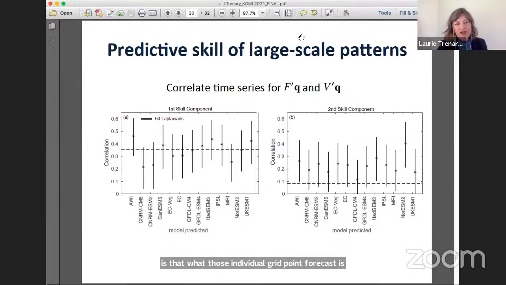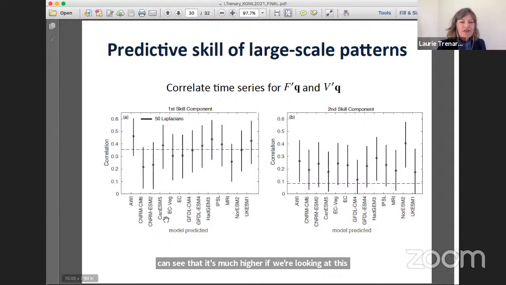We determine that by projecting the forecast and the verification data onto these eigenvectors. And this is the leading component. The observations are shown as a horizontal dashed line. You can see that it's much higher if we're looking at this large scale pattern.